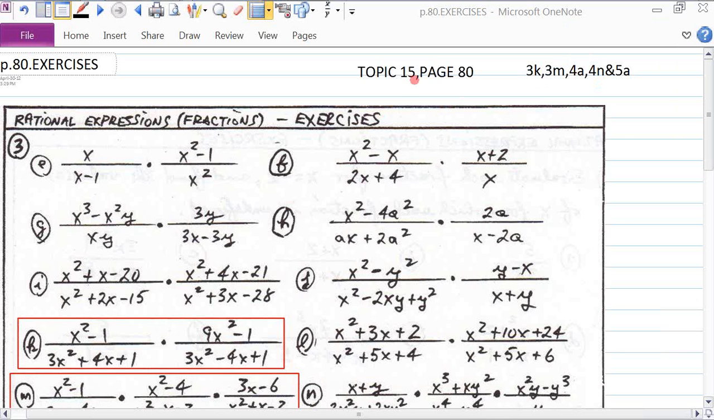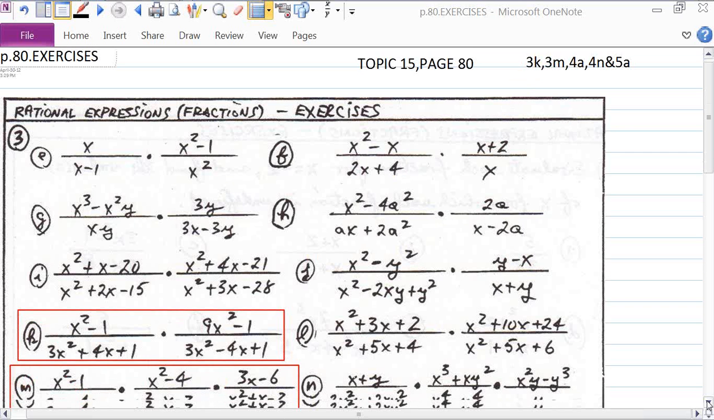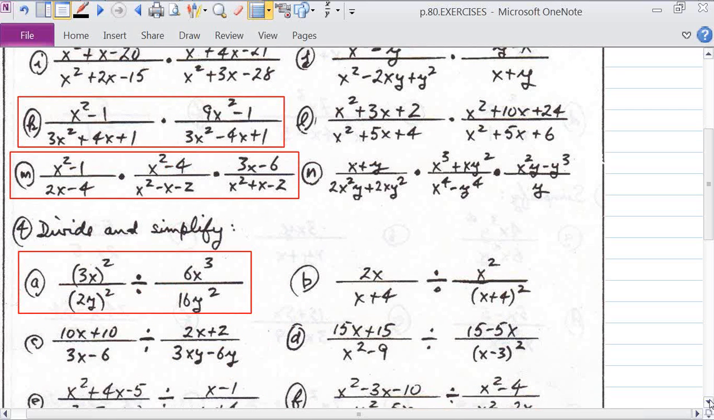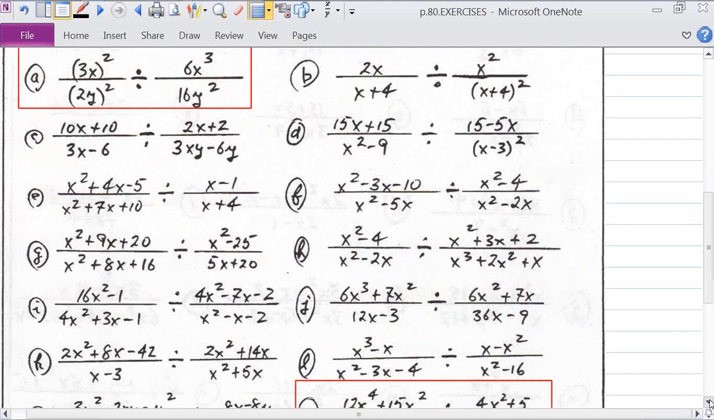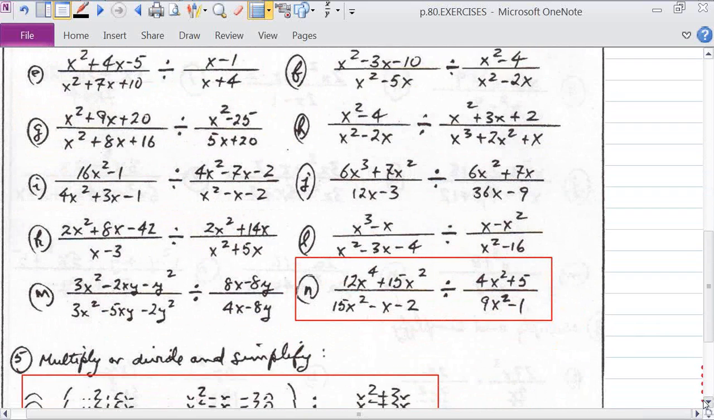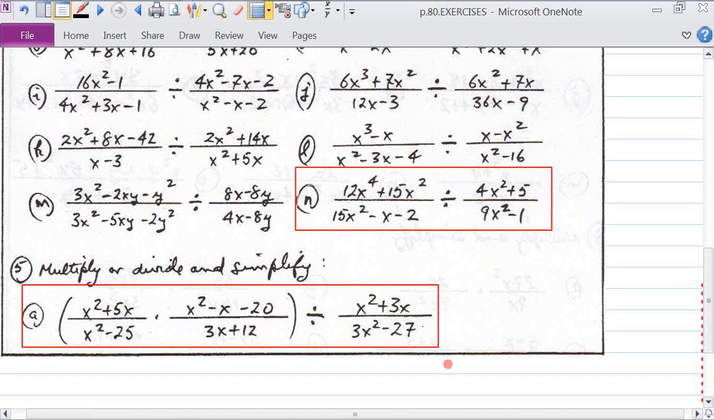We're on page 80, topic 15, and the problems we're going to do are 3K, 3M, 4A, 4M, N, and the last one is 5A.